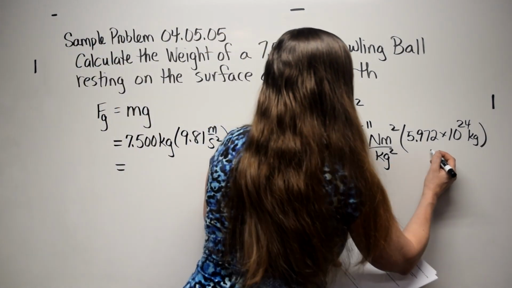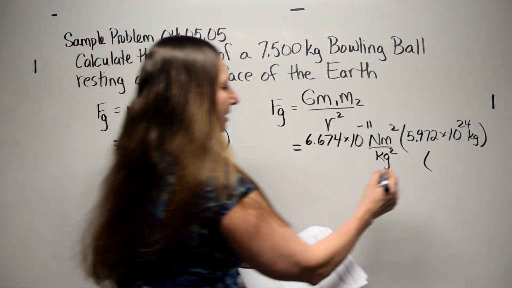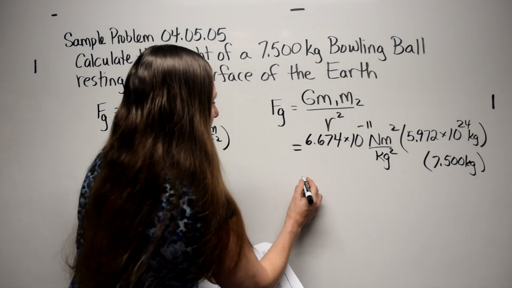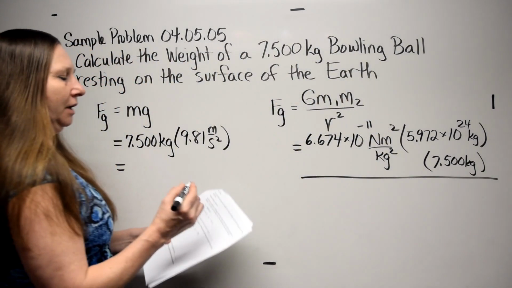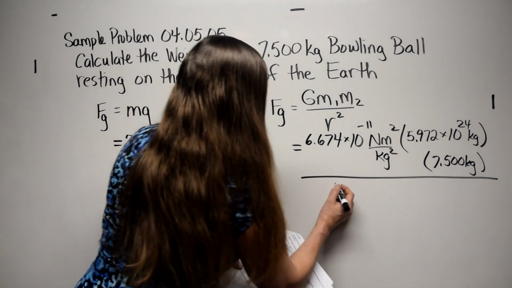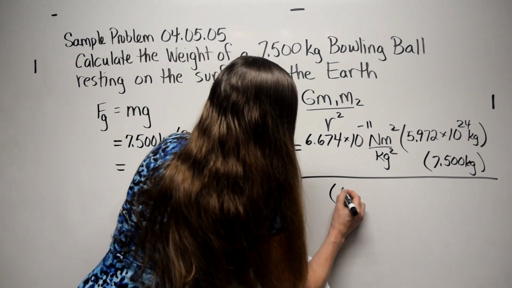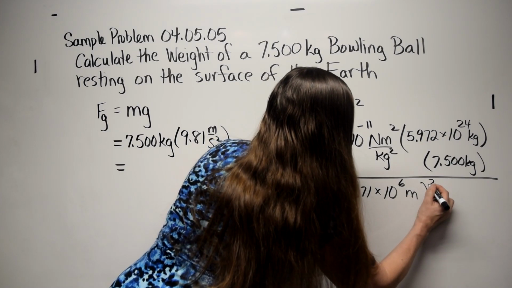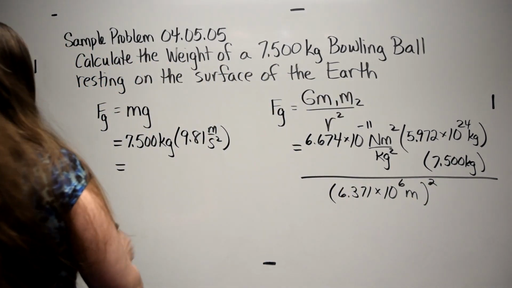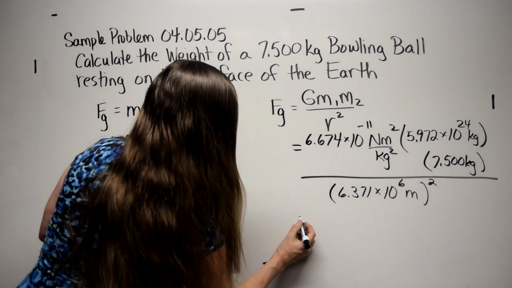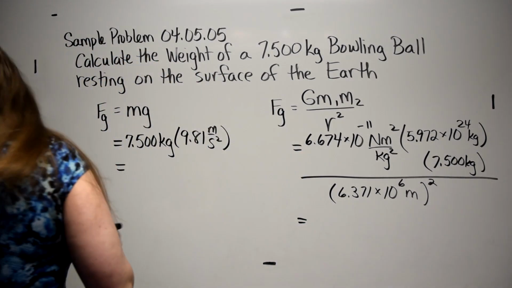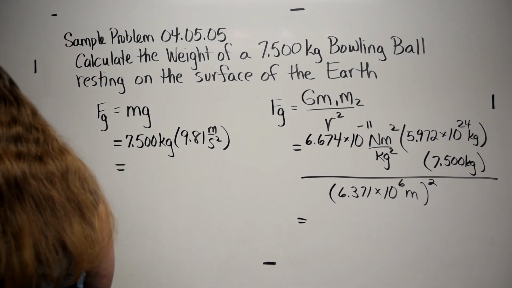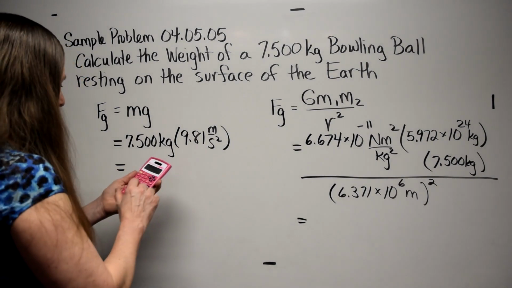I'd love to be able to multiply the 7.5 in the same line, but it's not going to fit, so we're going to squeeze it in there. All that's up on top, getting multiplied. And on the bottom, we've got the radius of the Earth, 6.371 times 10 to the 6th meters. That whole thing gets squared. Let's do this math and see if we get the same weight for the bowling ball using both equations for weight.